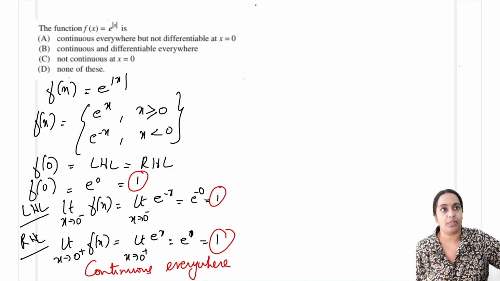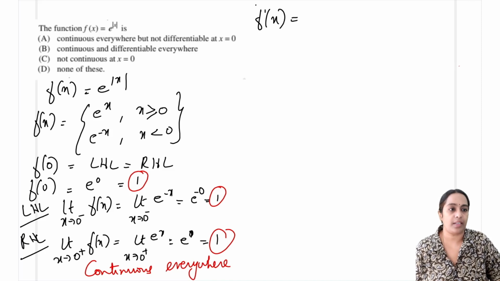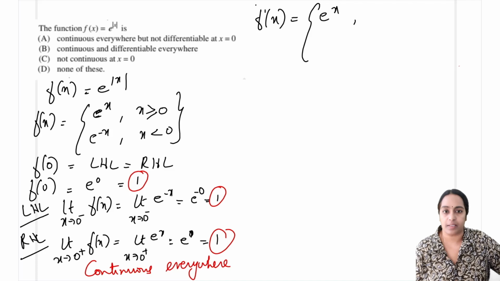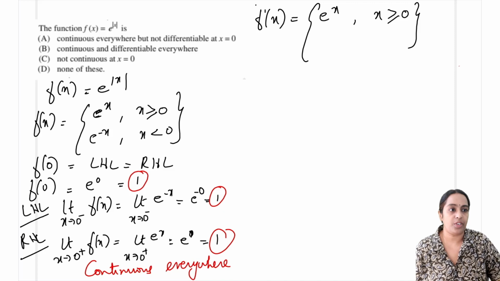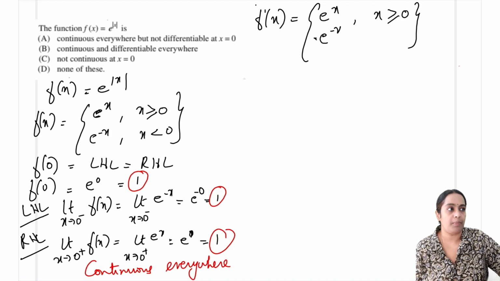Now I need to check for the differentiability. So what is my f dash of x? I have my f of x, which is e power x and e power minus x. For e power x, when I differentiate, I get e power x itself for all values x greater than or equal to 0. When I differentiate e power minus x, it is again e power minus x, and minus x when you differentiate will be minus 1 with respect to x. So it will be minus e power minus x for all x values less than 0.